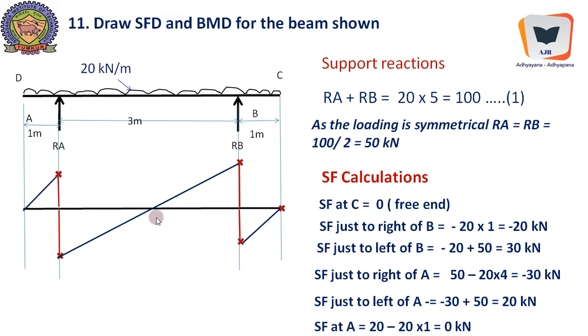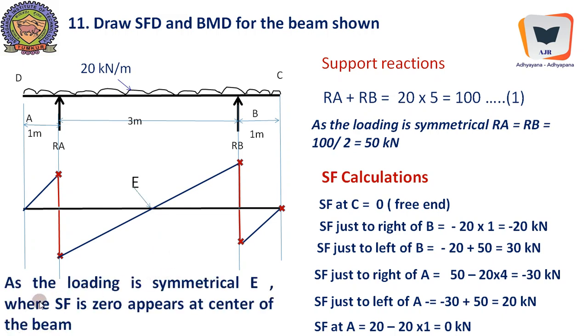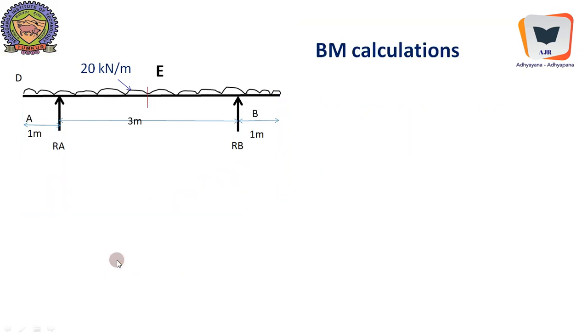And here exactly shear force becomes 0, therefore we need not have to find it out because of symmetry, it crosses exactly at the center. Now as the loading is symmetrical, E where shear force is 0 appears at the center of the beam. Now we will compute the bending moment values, and this point happens to be the important point for the reason that shear force is 0 over here. We have to get the maximum bending moment.